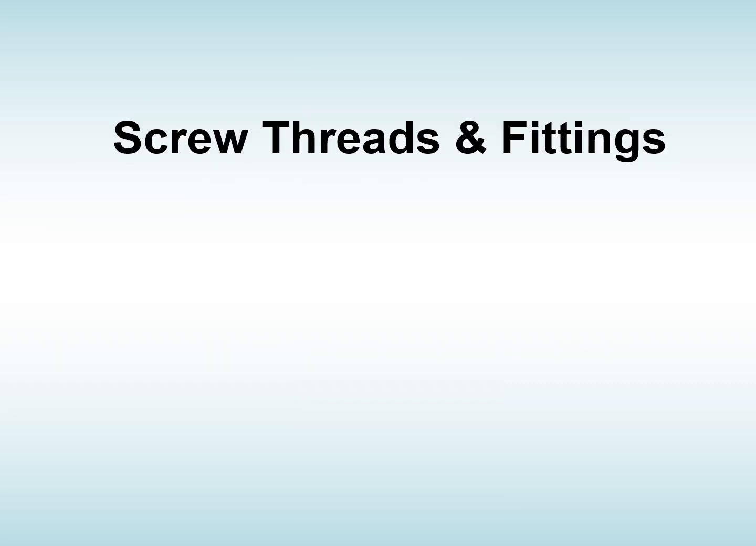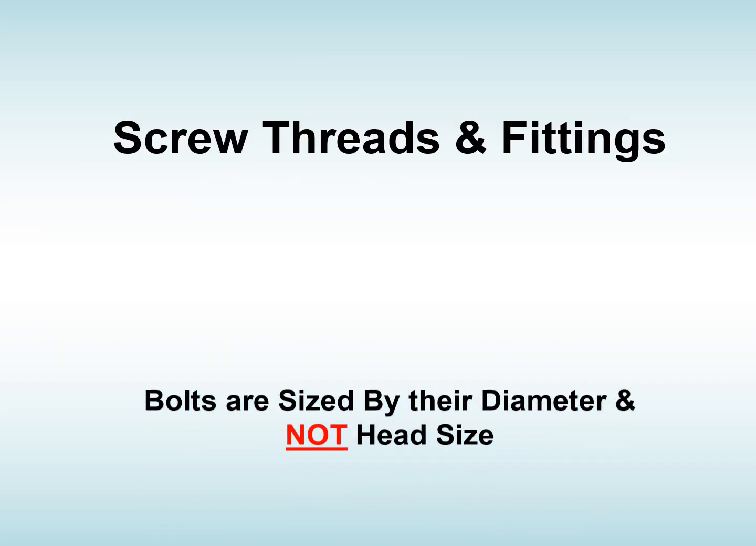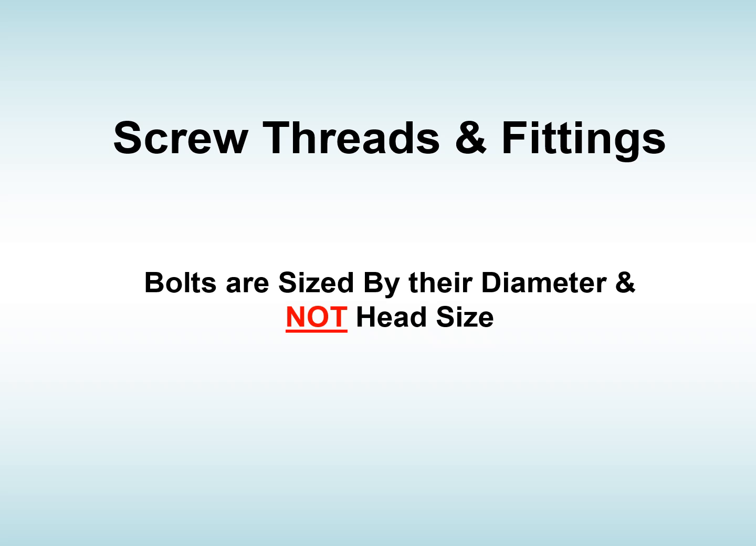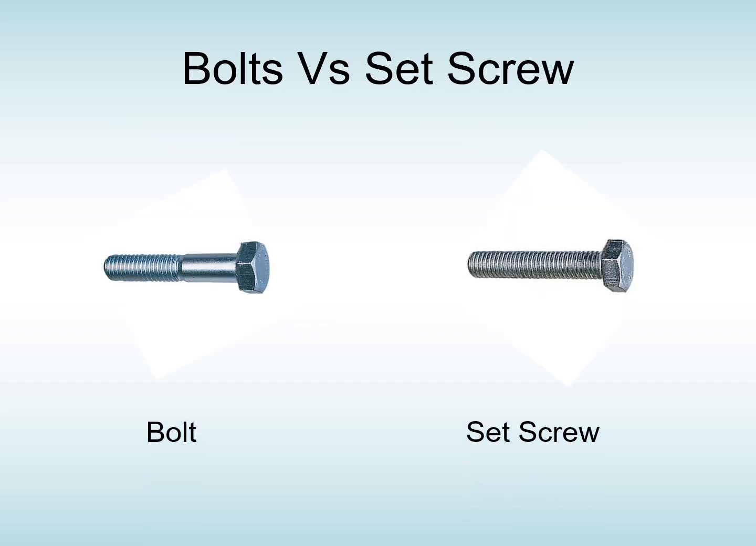Now let's move on to screw threads and fittings. And the first thing I'm going to tell you is that bolts are sized by their diameter and not their head size. A lot of people make that mistake. So here we have on the left a bolt, and on the right a set screw. Now you can obviously see the difference. The bolt is threaded part of the way along, and the set screw is threaded to the full length of the bolt. Again, remember the size is the diameter of the shaft and not the head of the bolt.